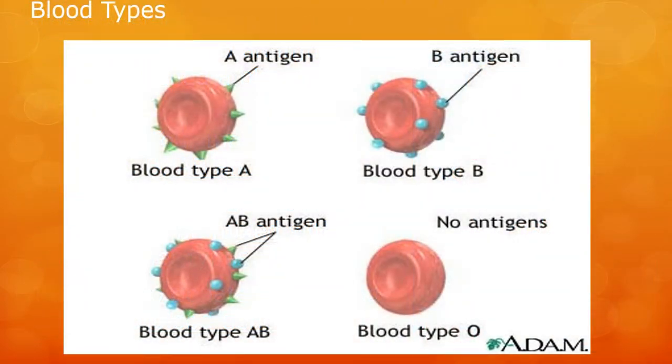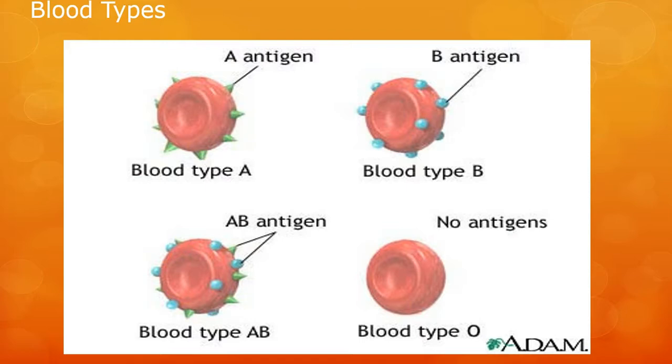So here are the types. Let's start with blood type O on the bottom there. You see how it's got the red blood cell. It's type O. I don't have any antigens on the surface of it. But I have antibodies against blood type A, blood type B, and blood type AB.